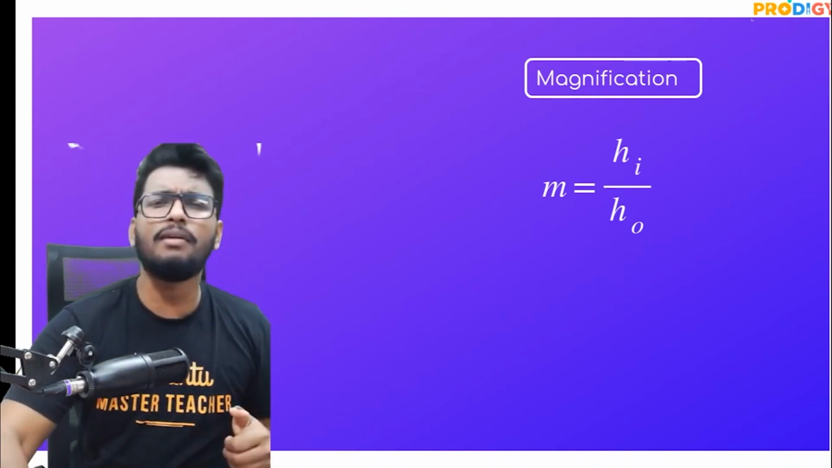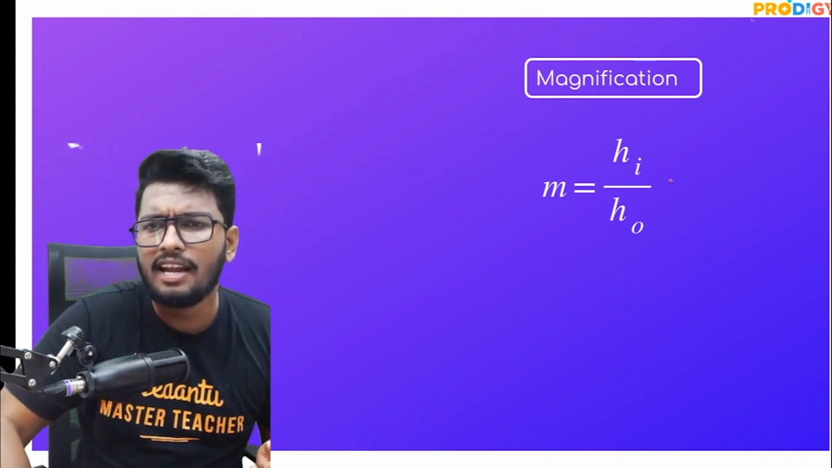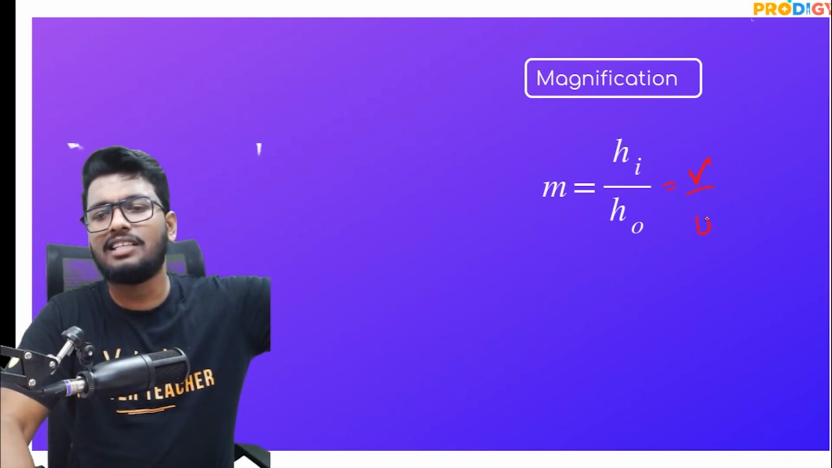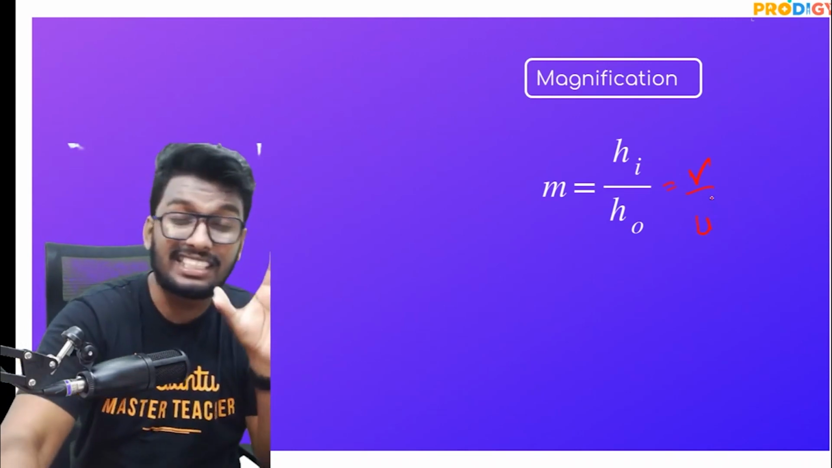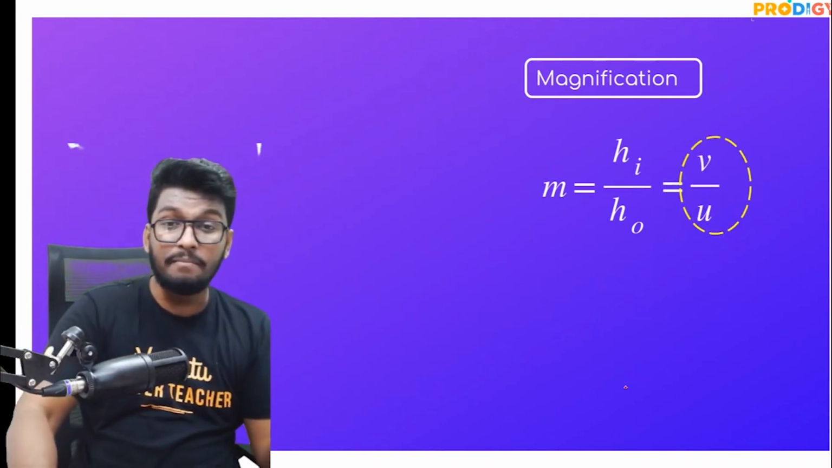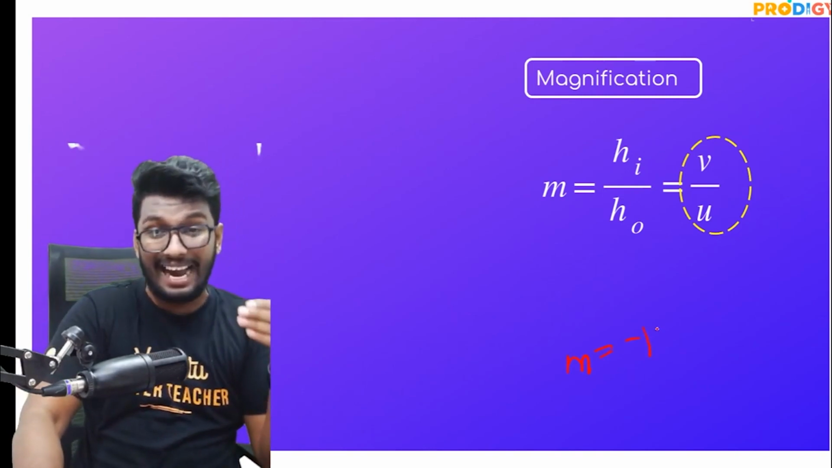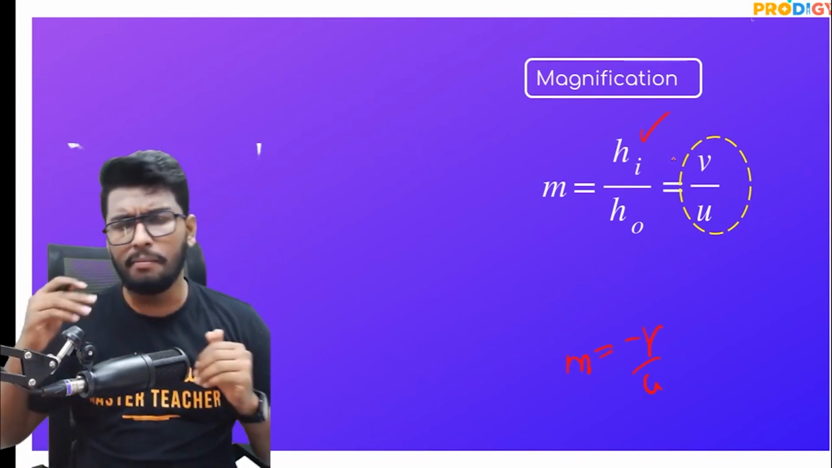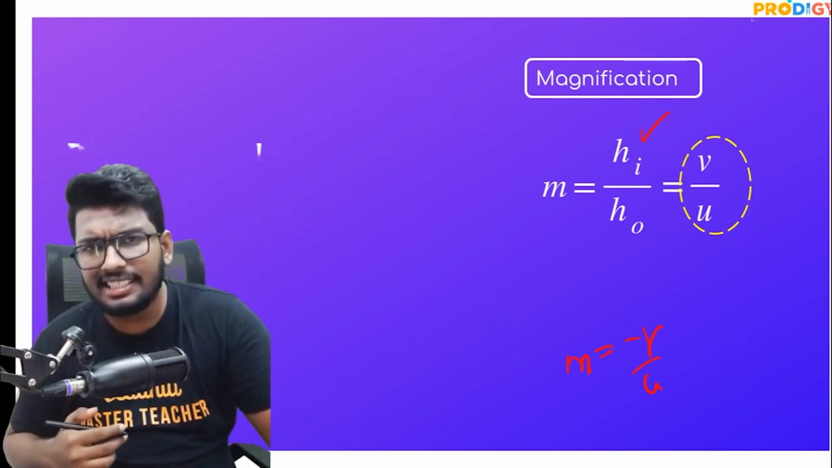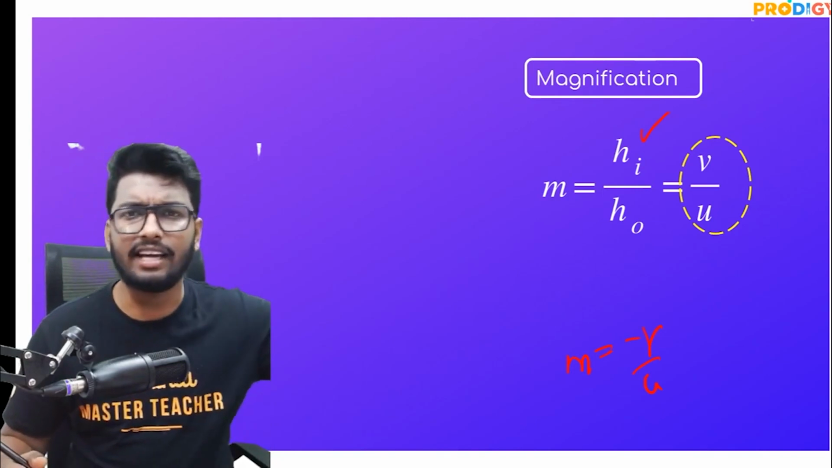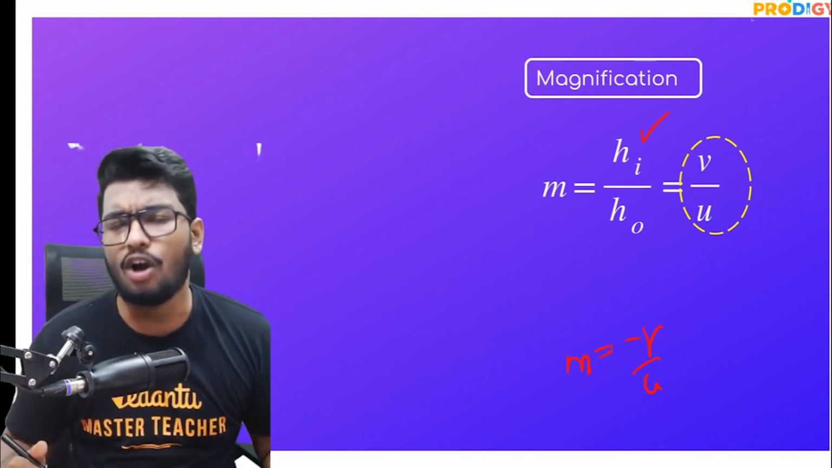So the formula to find out the magnification is nothing but distance of the image divided by the distance of the object. Now it's the same thing when you talk about mirrors also. The only difference is that in mirrors you would take it as m is equal to minus v by u, but in the case of lenses, it will be plus v divided by u, where v is the image distance and u is the object distance.